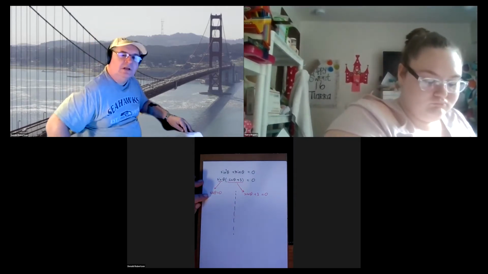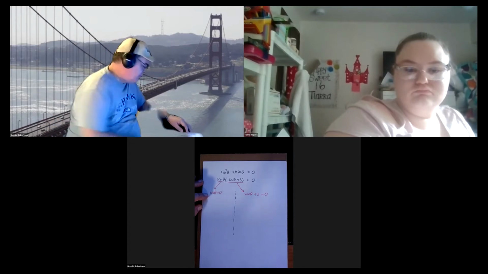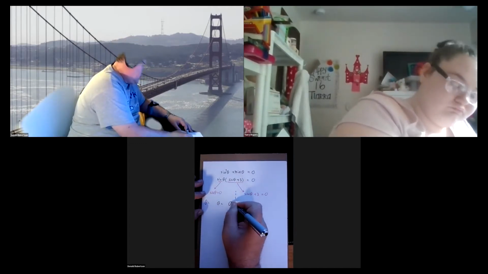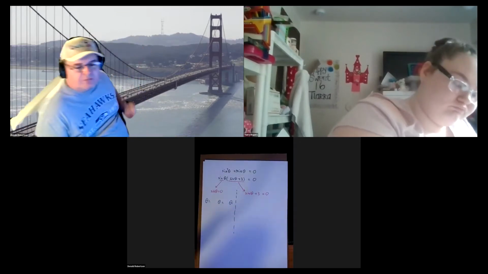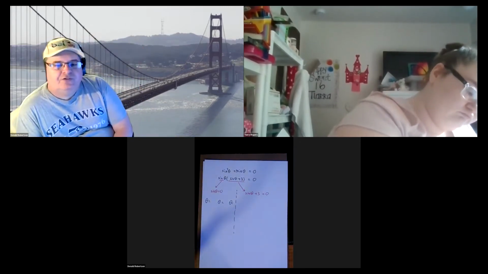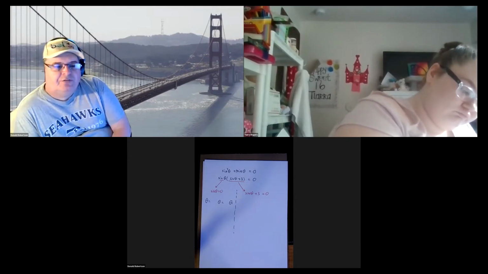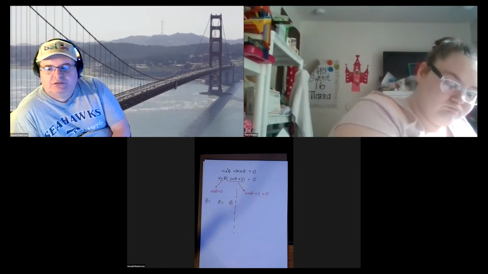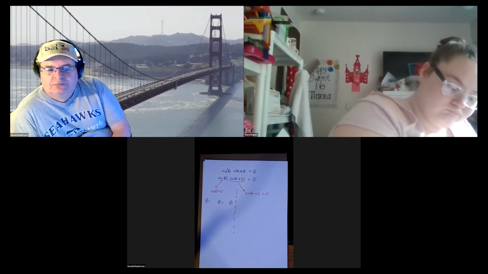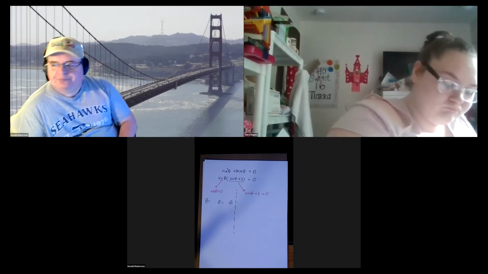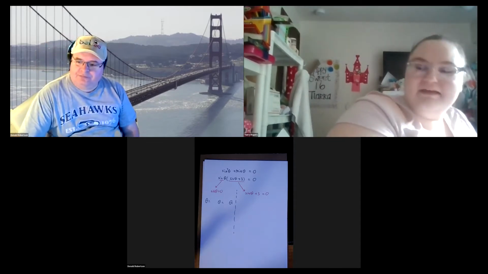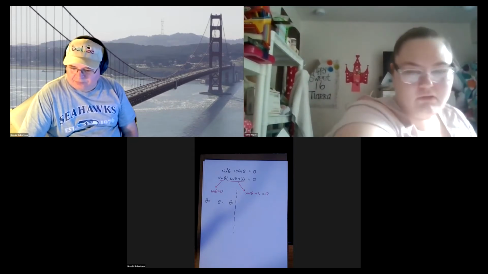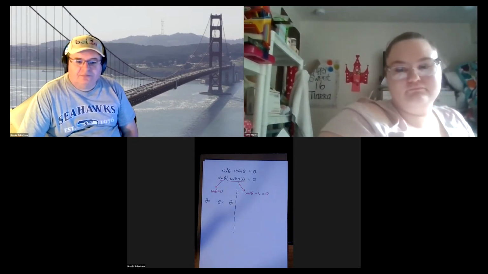What angle gives you a sine of 0? And there are actually 3 of them. Well, there's more than 3, but there's 3 I'm looking for. In the 0 to 2 pi range, sine of theta equals 0 happens where? Anyone?